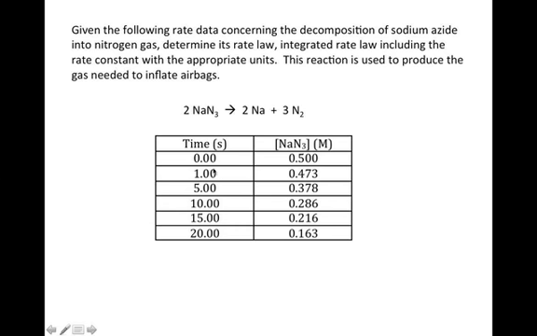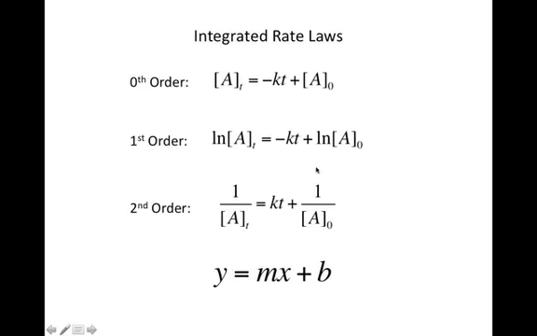And so here's our time and concentration data. So in order to solve this problem, I'm going to need to make 3 plots. And so I've given you on this slide the equations for the integrated rate laws. And they're all written in the form of y is equal to mx plus b. And so what we're going to do is make a plot of concentration as the y variable and time as the x variable to test if it's 0th order.